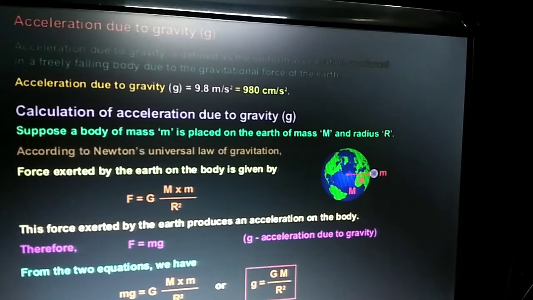This force exerted by the earth produces an acceleration on the body. Therefore F is equal to mg, where g is acceleration due to gravity. From the two equations, by equating F, mg is equal to G M m by r square, or small g is equal to G M by r square.